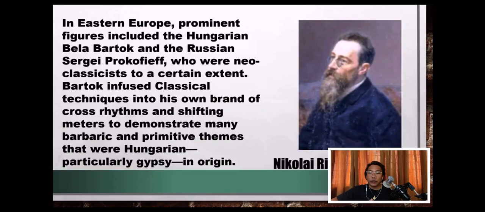In Eastern Europe, prominent figures included the Hungarian Bela Bartok and the Russian Sergei Prokofiev, who were neoclassicists to a certain extent. Bartok infused classical techniques into his own brand of cross rhythms and shifting meters to demonstrate many barbaric and primitive themes that were Hungarian, particularly gypsy in origin.